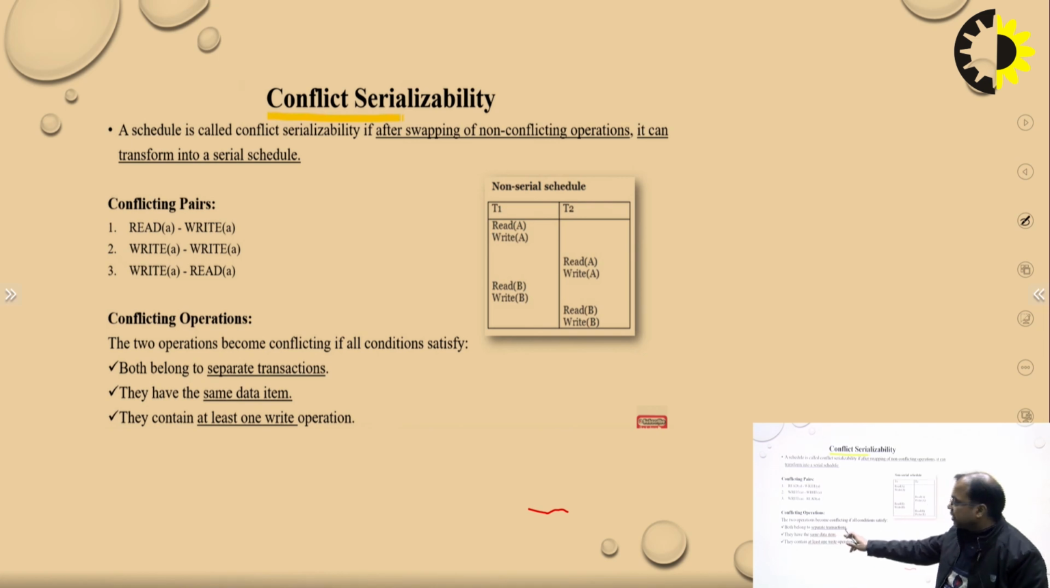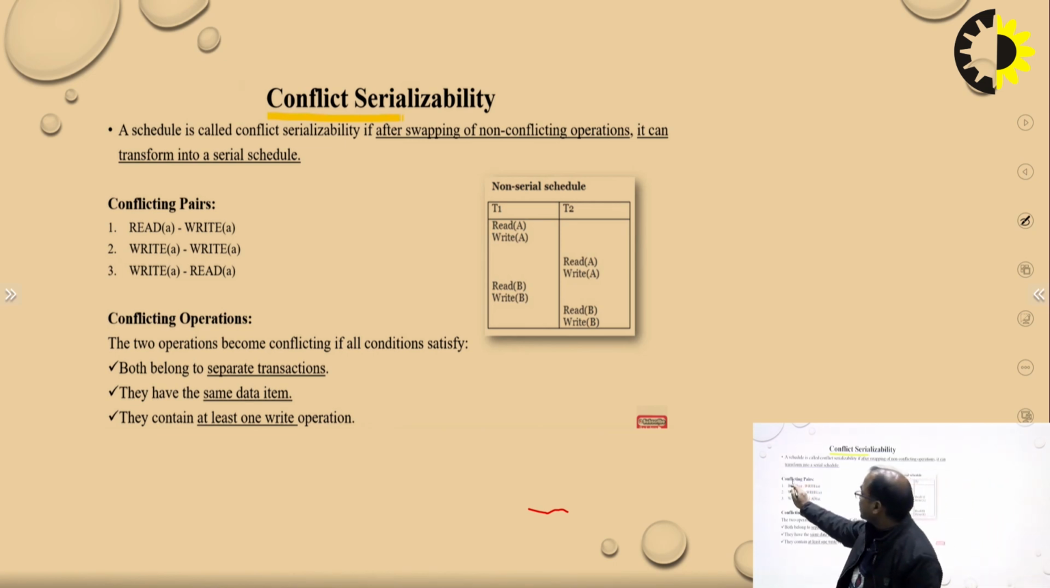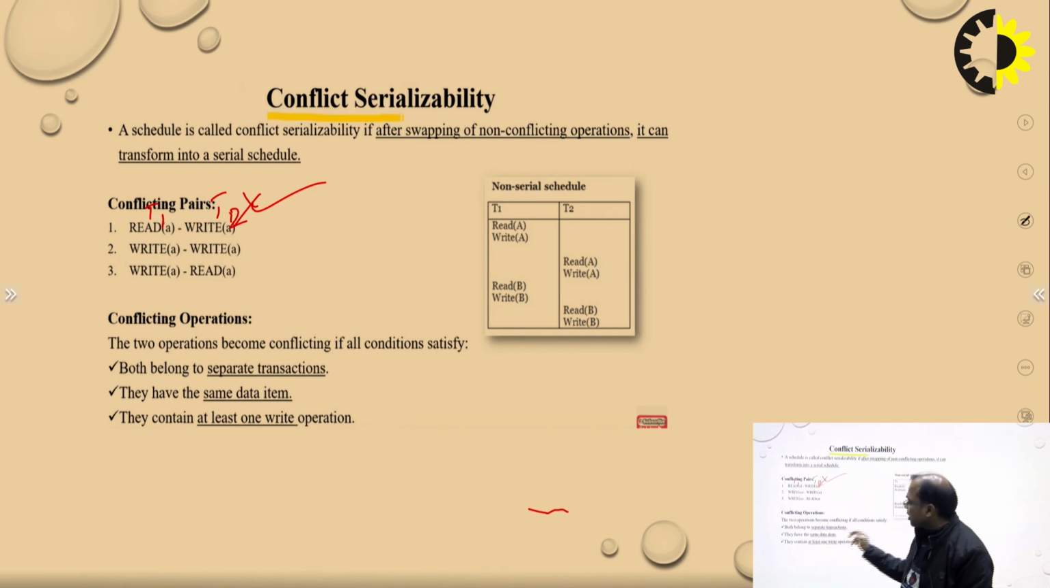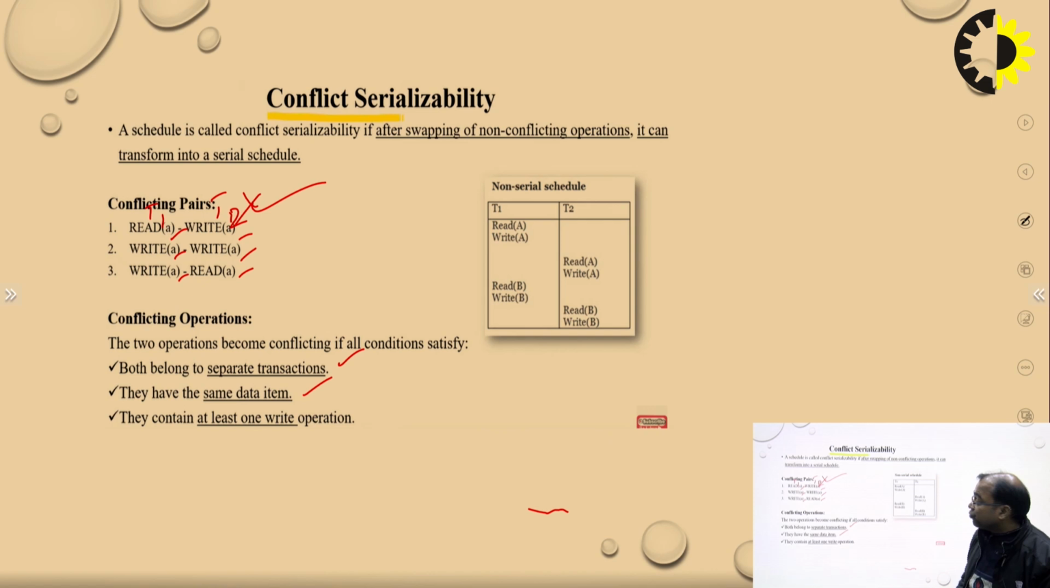Both must belong to separate transactions. They must not be in the same transaction; it must be T1 and T2. They have the same data item. The data item is always the same: A with A only, and if we talk about B, then B only. Next, they contain at least one write operation. You see it here.